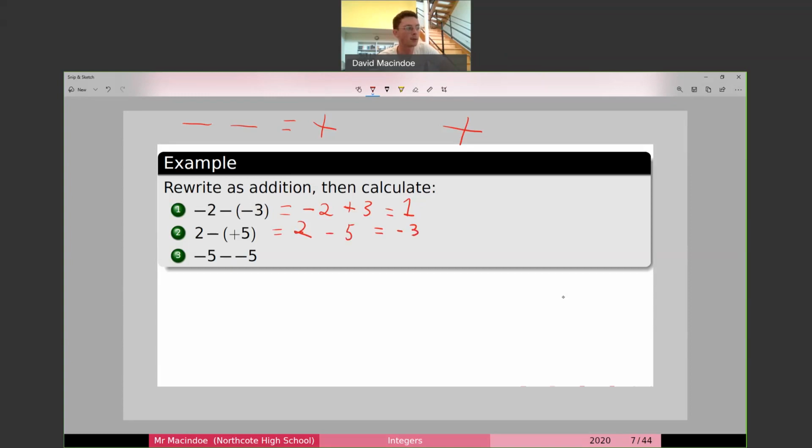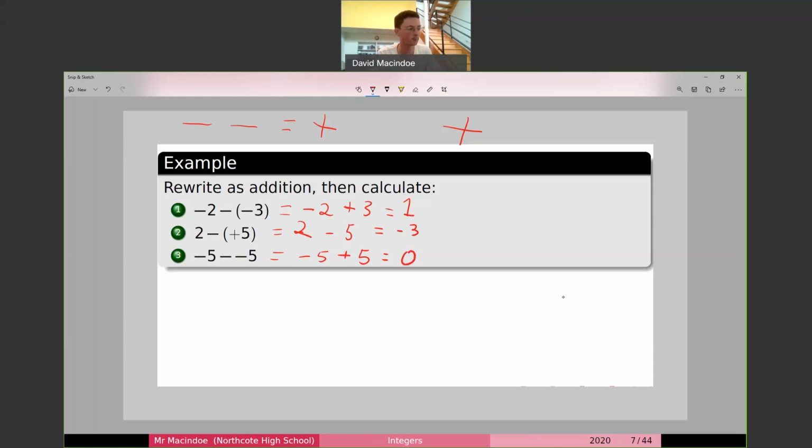Finally, we've got -5 take -5. To rewrite that as addition, we've got two negatives next to each other, a minus and a negative. So we've got -5 plus 5. What does this one come out to be? Well, minus 5 plus 5. You're starting at minus 5, adding 5. So you're going 5 to the right, and you end up at 0.